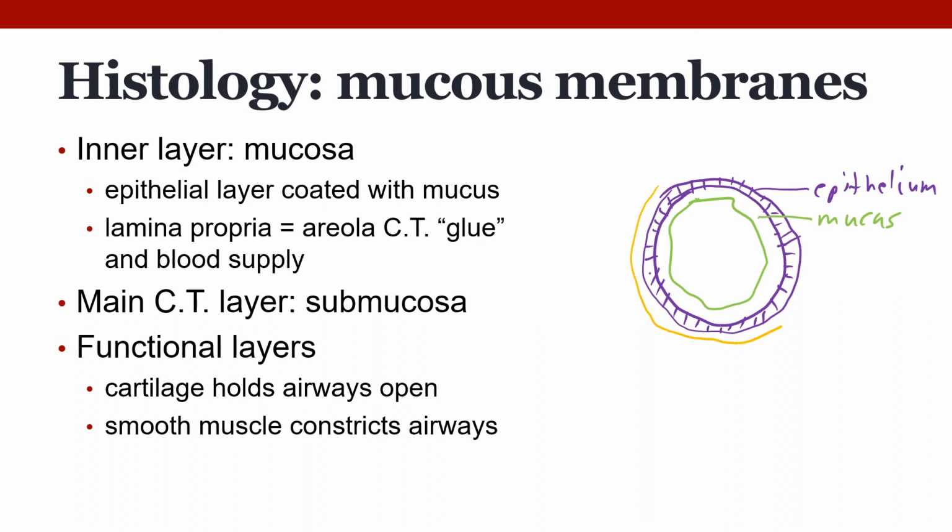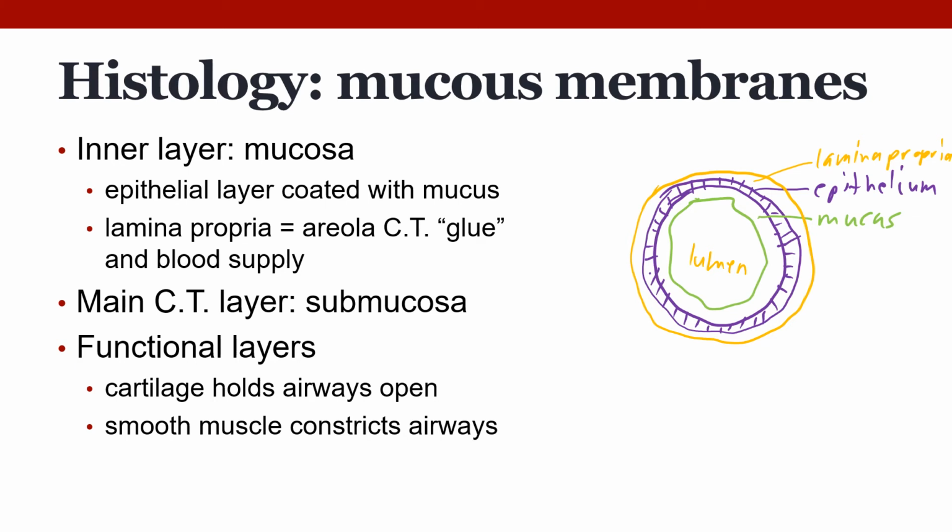and there will be a layer of connective tissue called the lamina propria deep to the epithelium. So the mucus is superficial to the epithelium. It's in toward the lumen here. The lamina propria is deep to the epithelium. It's further deep into the body.